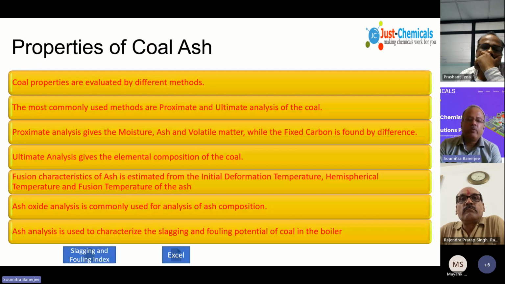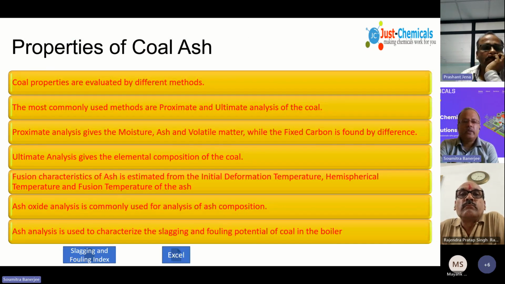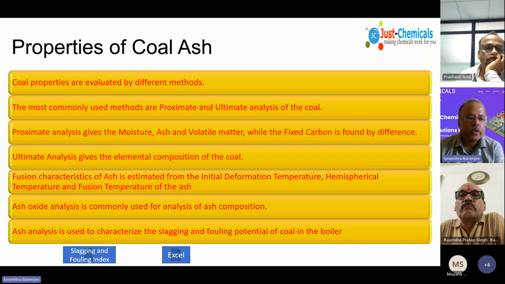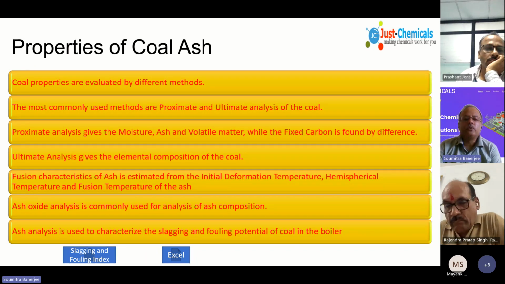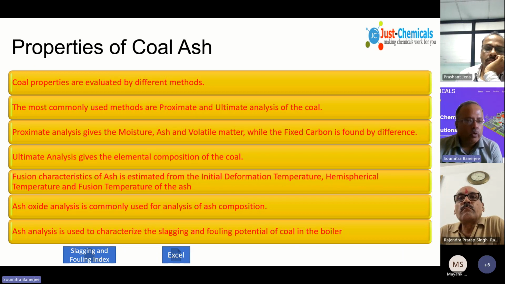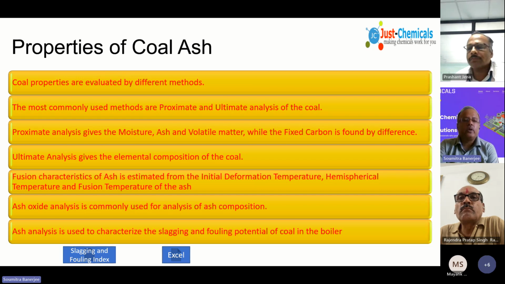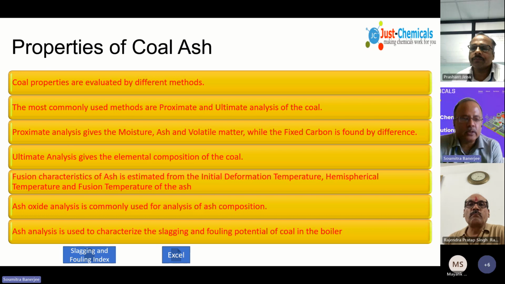Now, properties of coal. We'll talk about slagging and fouling index also, and there is an Excel sheet for that as well. Coal properties are evaluated by different methods. There is mostly the proximate analysis method, which we know. Proximate analysis gives us moisture, ash, volatile matter, and fixed carbon is 100 minus moisture, ash, and volatile matter. Ultimate analysis gives us the elemental composition of coal. Fusion characteristics of coal is the estimate of initial deformation temperature, hemispherical temperature, and fusion temperature of the ash, which is necessary to be determined for its slagging and fouling index.